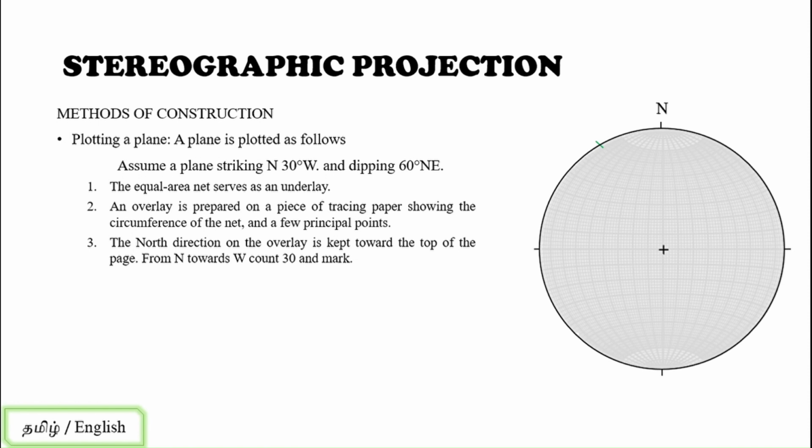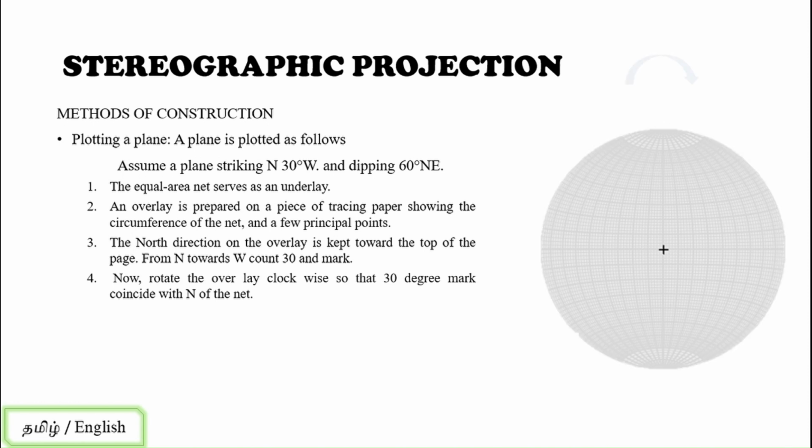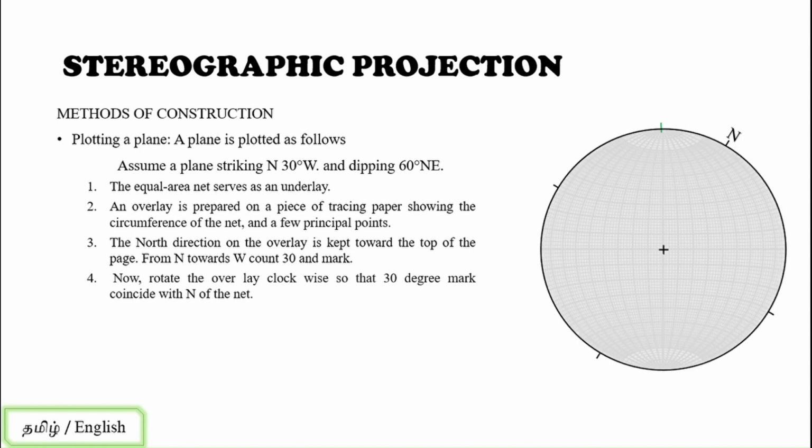The second step is that we have to rotate the sheet, that is the tracing sheet, which is over the equal area net, towards the clockwise direction. That is, we have to match this 30° marking to the north marking, which is already there in the tracing sheet. So for that we have to rotate it clockwise. So this has moved from here to here. Okay, is that clear? So the second step is over.